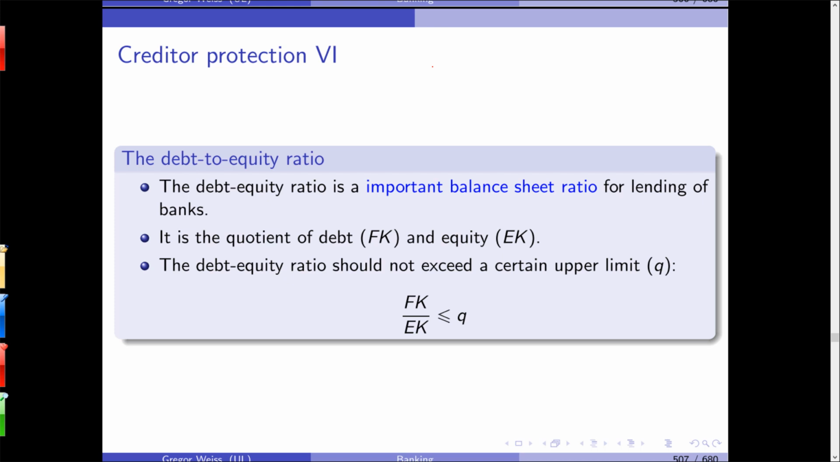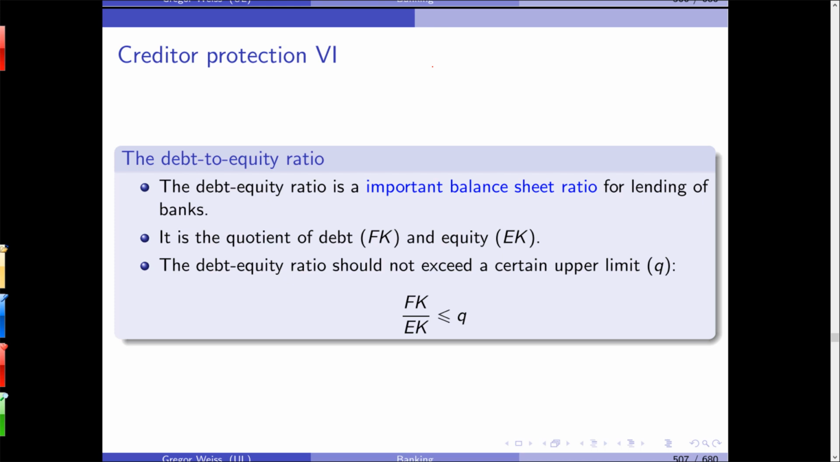It's always fun to see that I actually left out the English translations for debt and equity. FK obviously is the old notation from the German script. It's Fremdkapital and Eigenkapital, so please forgive me. For those who are not German native speakers, FK is Fremdkapital, that's debt, and EK is Eigenkapital, that's equity.